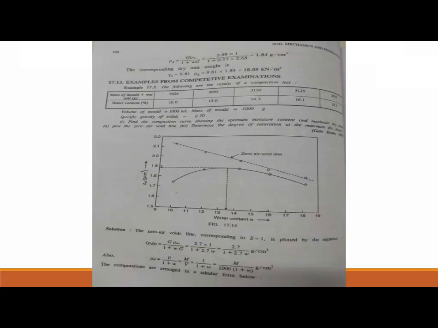Like this you do. Mass of soil is equal to 2925 minus 1000, so it is 1925. 3095 minus 1000, it is 2095. Then 2150, 2125, 2170. Like this, you will get the mass of soil. Once you get the mass of soil, then volume of soil is also given, the mold is 1000. Mass by volume will give density.